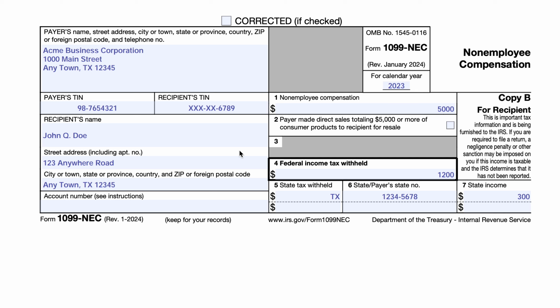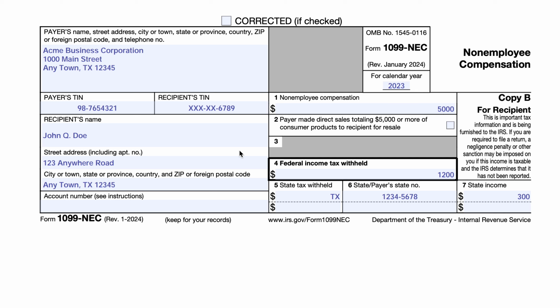So before we get much further into this form, I should clarify exactly what non-employee compensation is. According to the IRS, non-employee compensation meets 4 conditions. Someone made a payment to someone else who is not an employee. They made that payment in the course of trade or business.